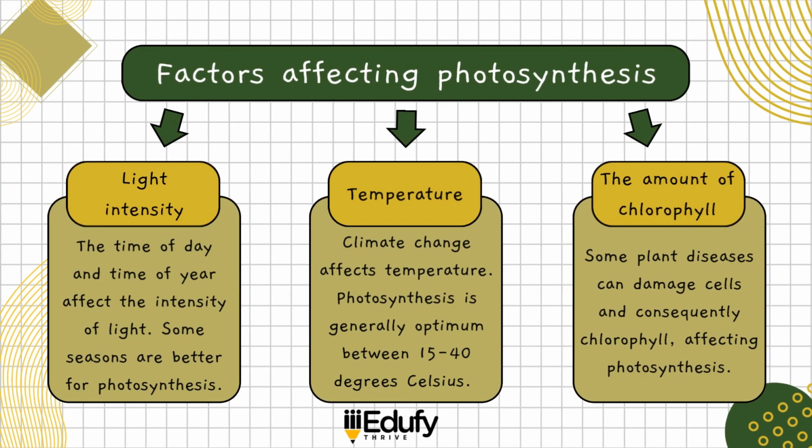Factors affecting photosynthesis are: light intensity. The time of day and time of year affect the intensity of light. Some seasons are better for photosynthesis. Temperature. Climate change affects temperature. Photosynthesis is generally optimum between 15 to 40 degrees Celsius. The amount of chlorophyll. Some plant diseases can damage cells and consequently chlorophyll, affecting photosynthesis.